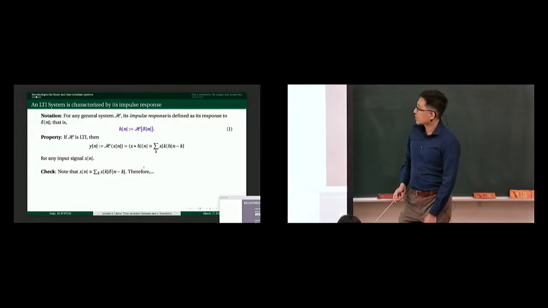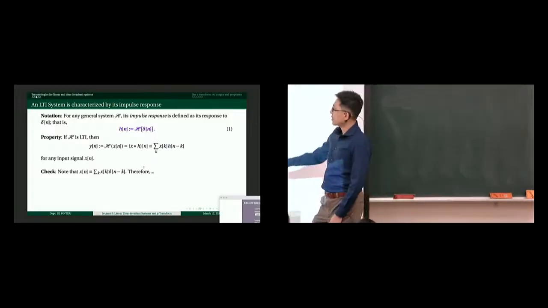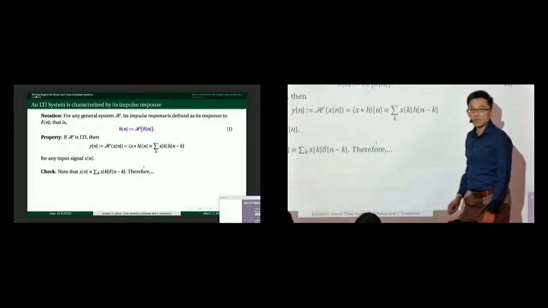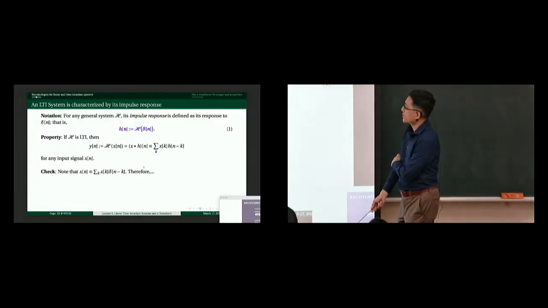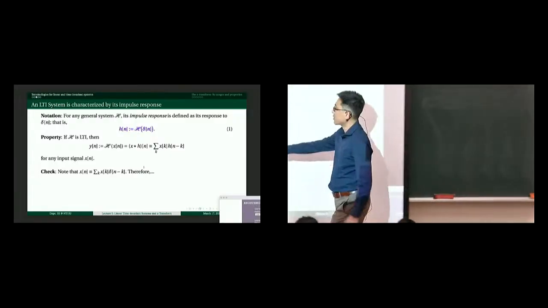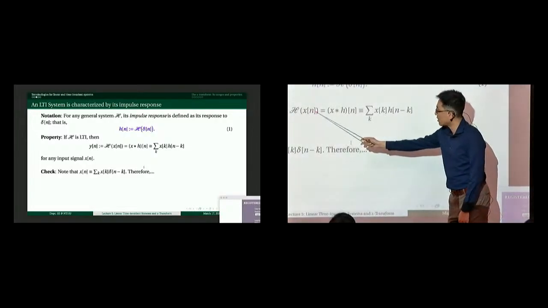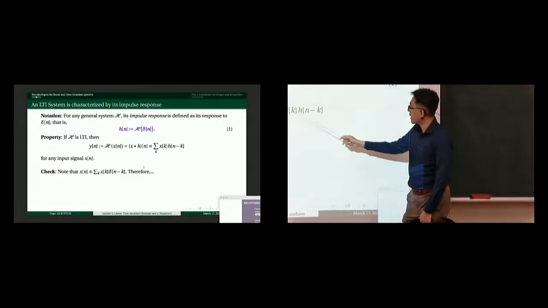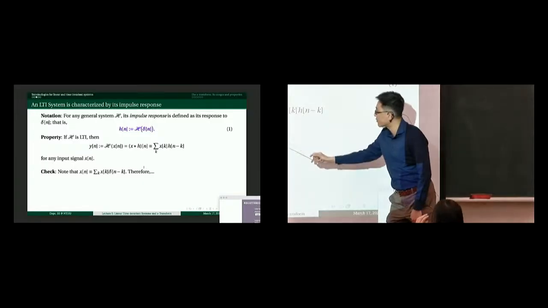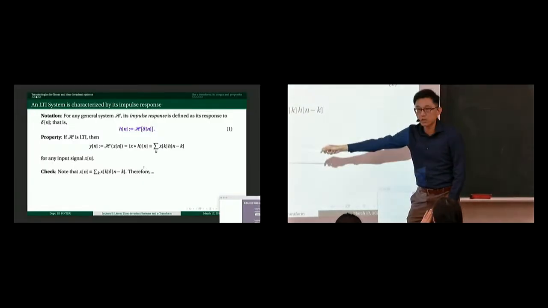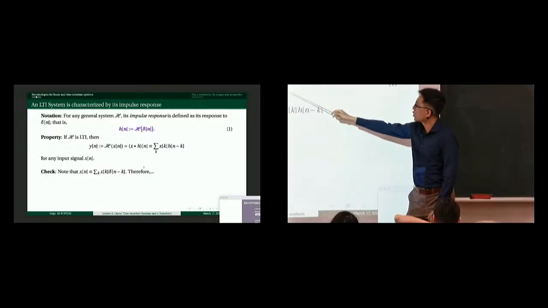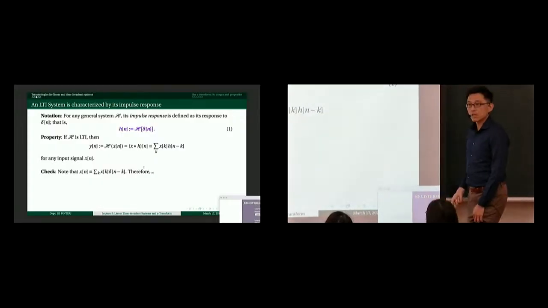Let's repeat. If a system is both linear and time invariant, these two properties, then the output of the system when it receives any input is equal to that input convolved with the impulse response. And what is the impulse response? It is literally the response to the delta function.